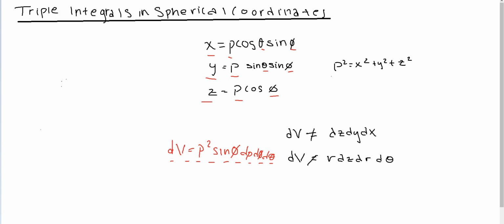Additionally, we have the substitution rho squared equals x squared plus y squared plus z squared, and this comes up a lot when you're trying to find your function or your bounds for rho squared.